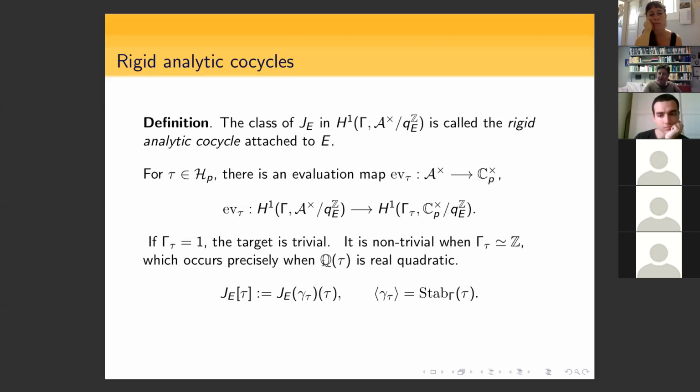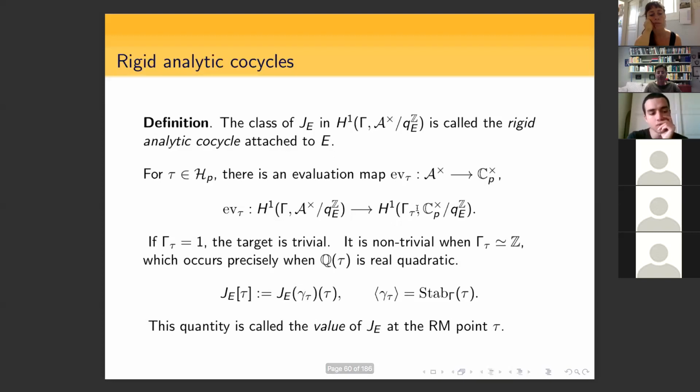And we define it in this way. So we define the value of J_E at tau to be the value of the cocycle J_E at the stabilizer. So gamma tau is a generator of the stabilizer of tau in gamma. This gives us an analytic function on the p-adic upper half plane, and then we evaluate this function on tau. And that captures this evaluation map. That's what we call the value of J sub E at the RM point tau.